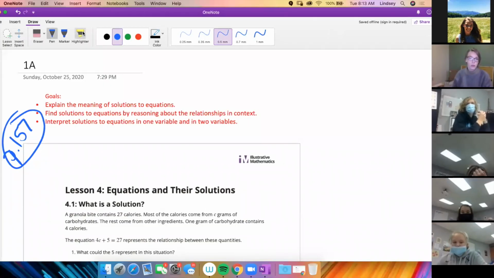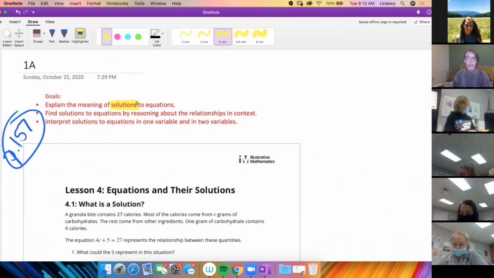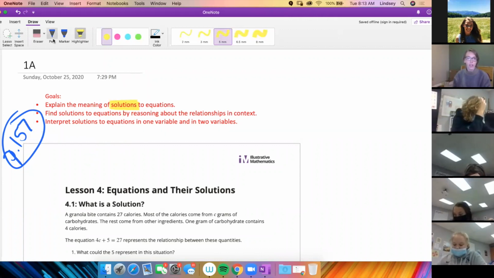All right, so the goals for this week is we're going to explain the meaning of solutions. I'm highlighting the word solutions because that is going to be a vocabulary word that y'all probably are already familiar with, but I'm going to be using it more. Hopefully that will become easier for you to understand, okay?